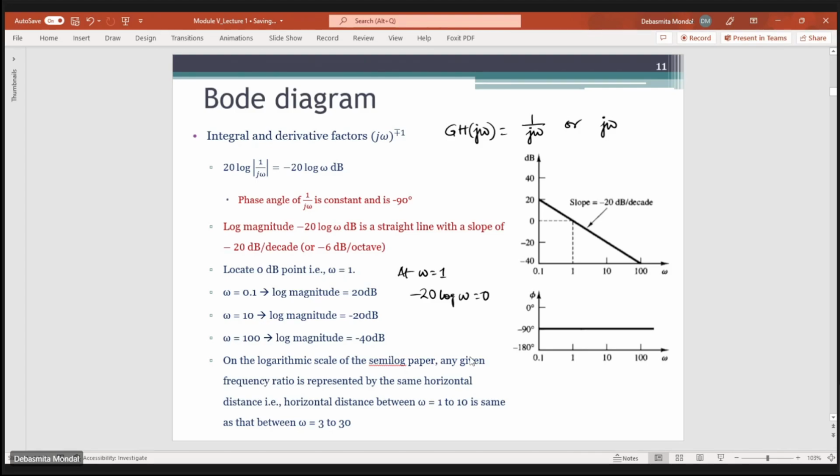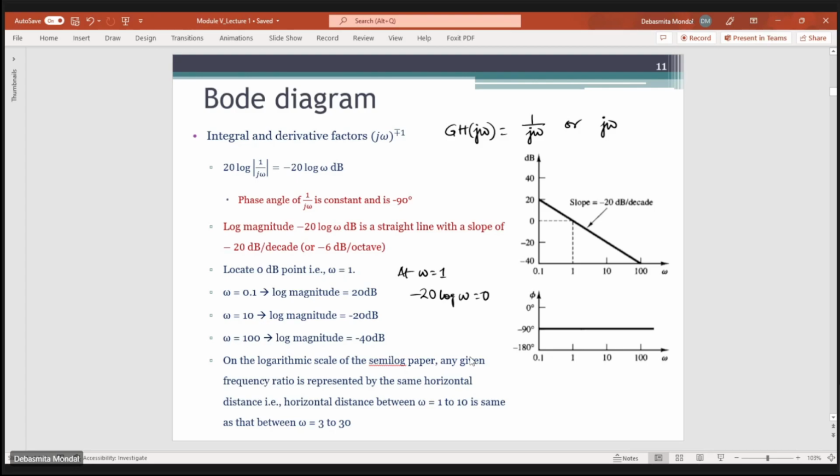you see that the slope is actually getting decreased by a value of 20 dB, which is happening per decade. So that's why we say that the slope of this curve is minus 20 dB per decade.